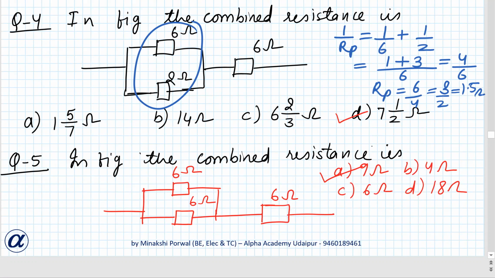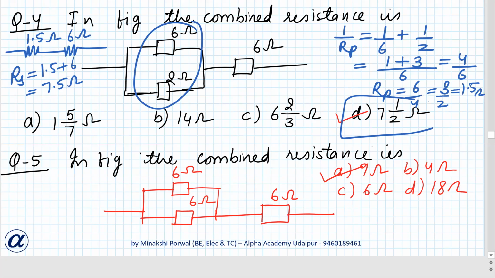Now 1.5 ohm is in series with 6 ohm. So in series combination resistances are added. So 1.5 plus 6, that is equal to 7.5 ohm. So this option D is the correct answer. Okay. Now in the fifth question, 6 ohm and 6 ohm are in parallel.